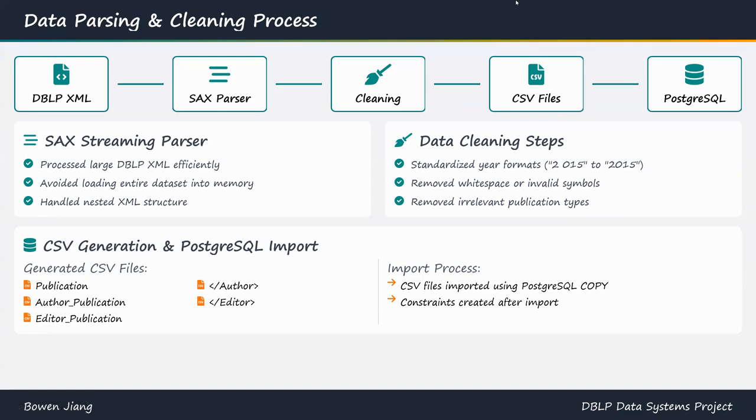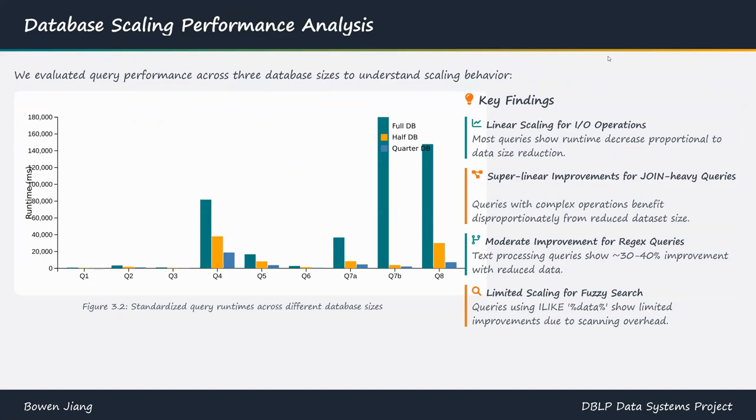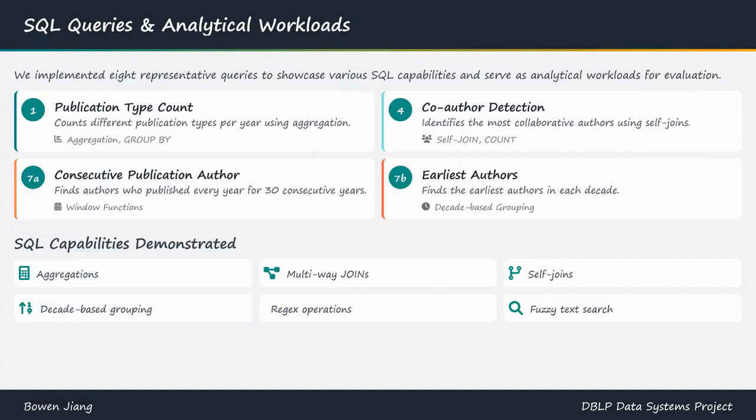Then, for SQL queries and performance analysis, we implemented 8 queries showcasing a variety of SQL capabilities: aggregations, multi-table joins, decade-based grouping, self-joins for co-author detection, regex-based surname extraction, and fuzzy text search. These queries serve as analytical workloads for evaluating database behavior.